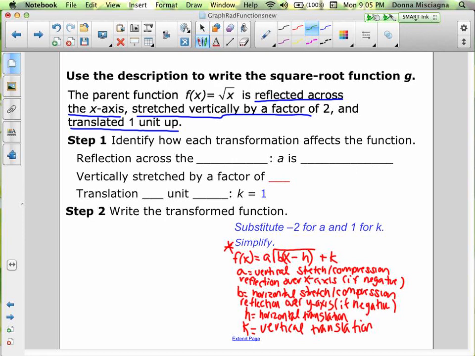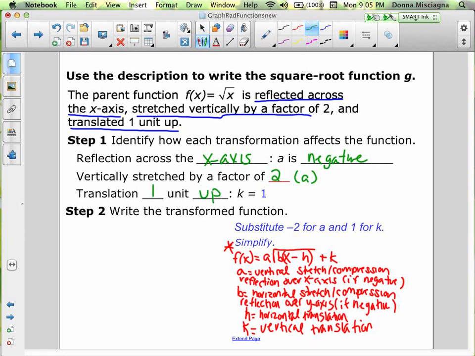So let's take a look. Identify how each transformation affects the function. A reflection across the x-axis. So if we have a reflection across the x-axis, a is negative. If it was a reflection across the y-axis, b would be negative. We're vertically stretched by a factor of 2. So that's affecting a again, because b is horizontal. And we have a translation 1 unit up.